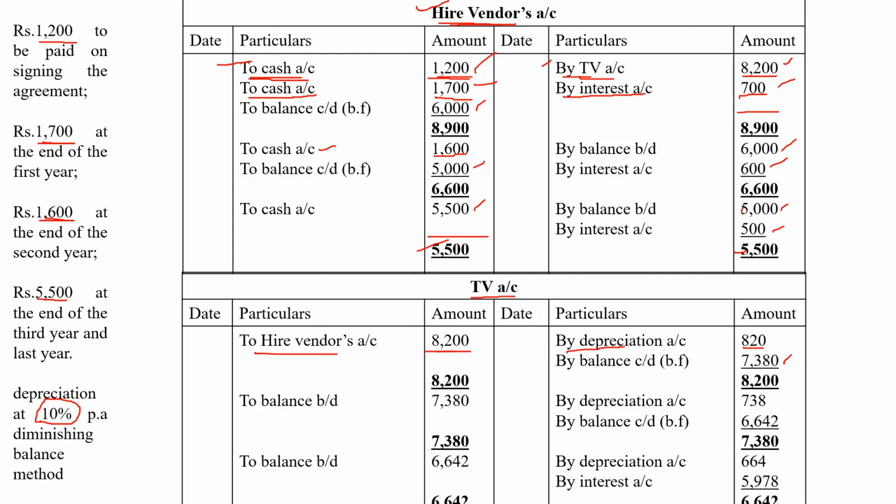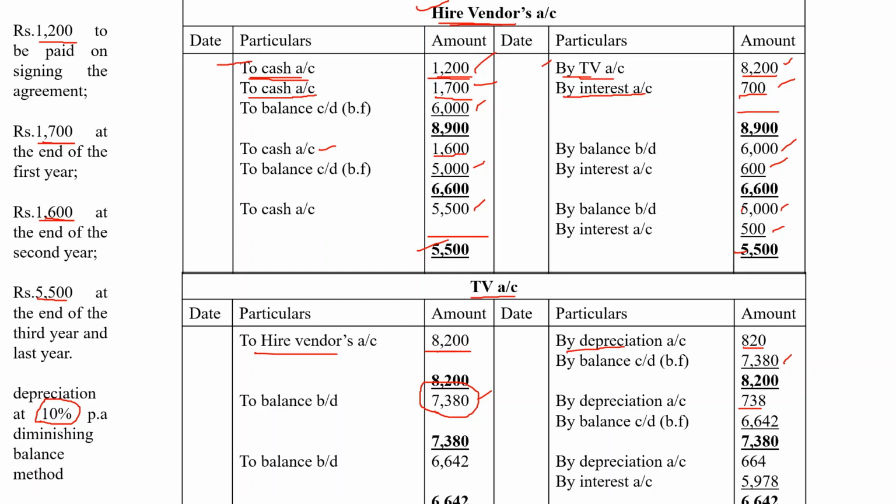Bring down the balance to the next year. From the second year onwards, only one entry, the depreciation entry. We have to charge depreciation. Depreciation is 10% on diminishing balance, so on this 7,380, you calculate 10%. The depreciation amount is 738.